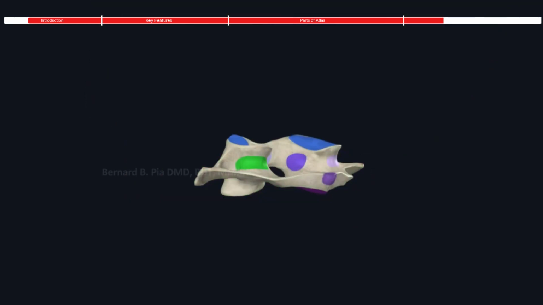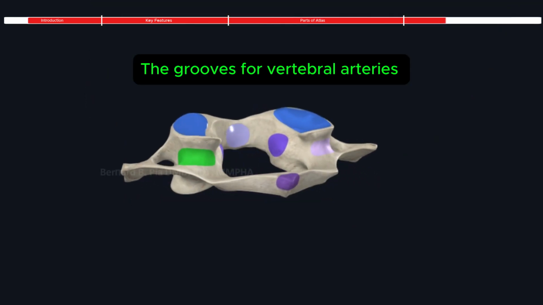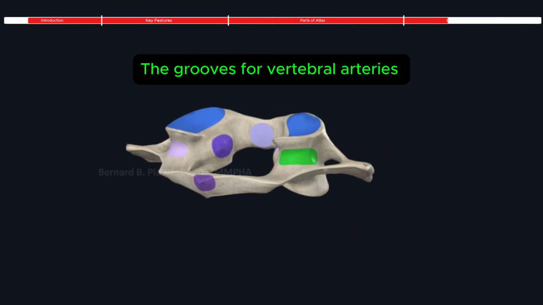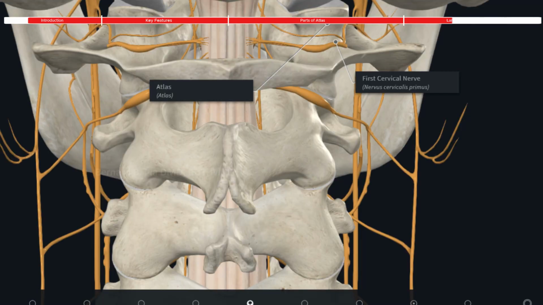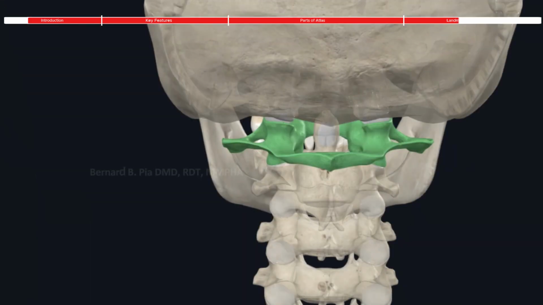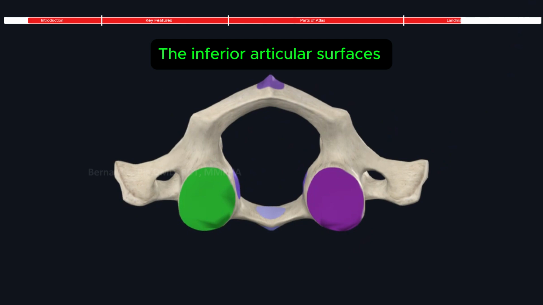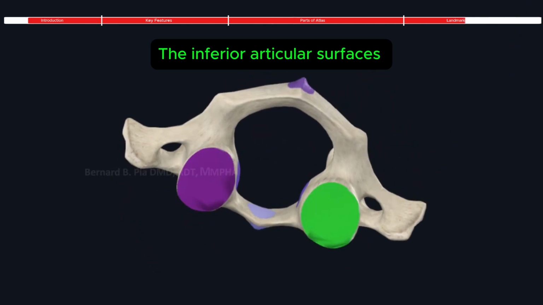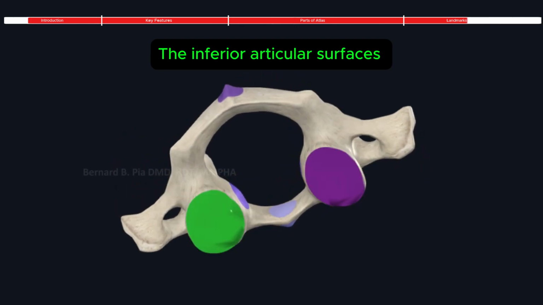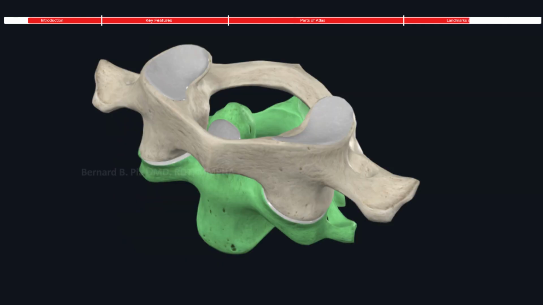3. The grooves for vertebral arteries are the large, smooth depressions on the upper aspect of the posterior arch of atlas, first cervical vertebra. The vertebral arteries and the first cervical nerves pass through these grooves. 4. The inferior articular surfaces are the smooth, flat, inferomedially facing articular areas found along the lower aspects of each lateral mass of the atlas, first cervical vertebra. They articulate with the superior articular facets of the axis, forming the lateral atlantoaxial joints.